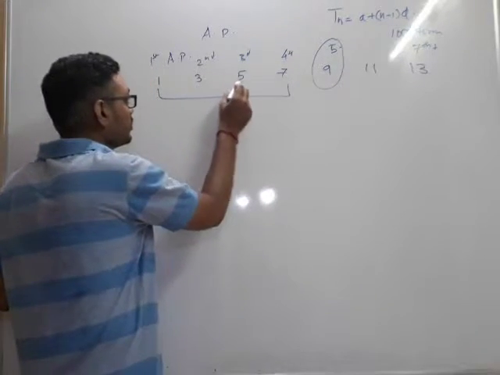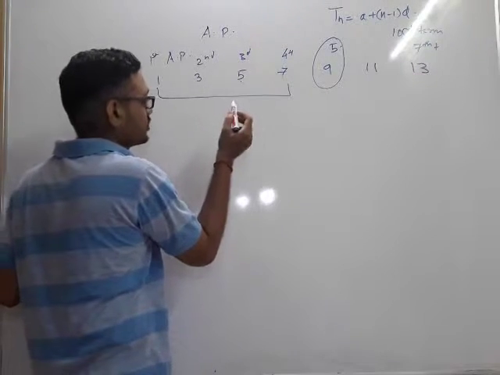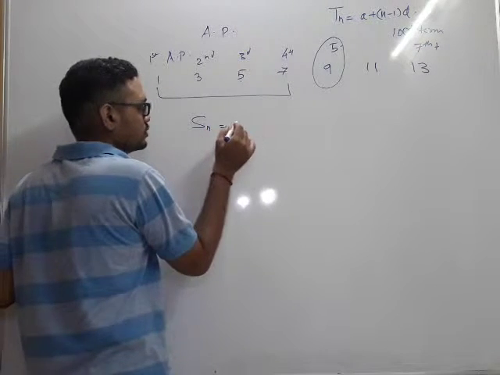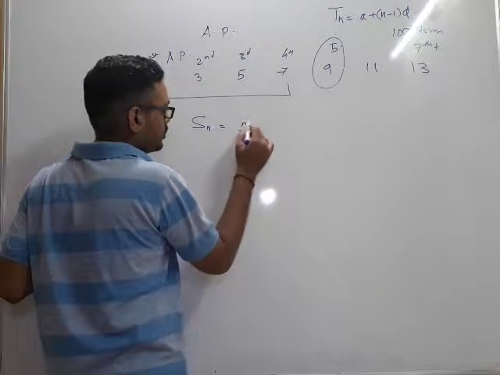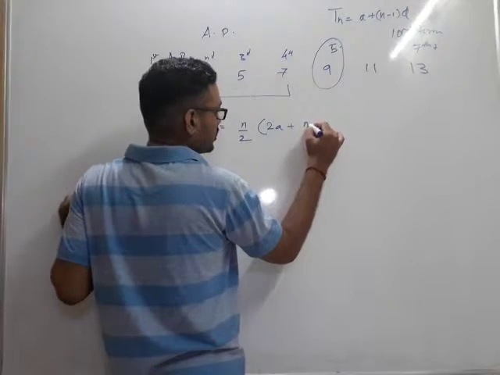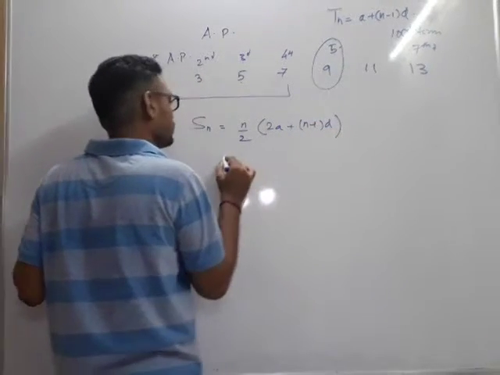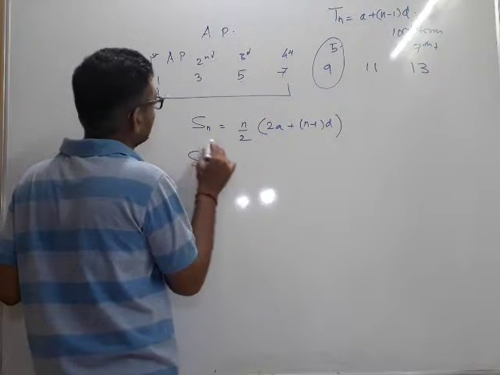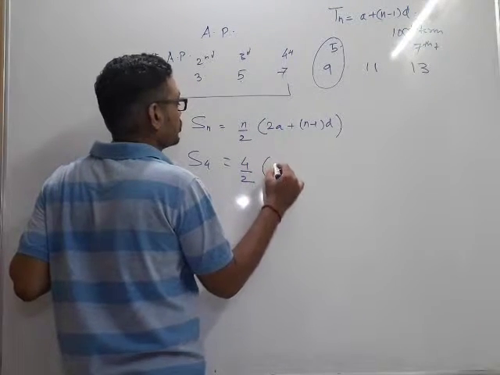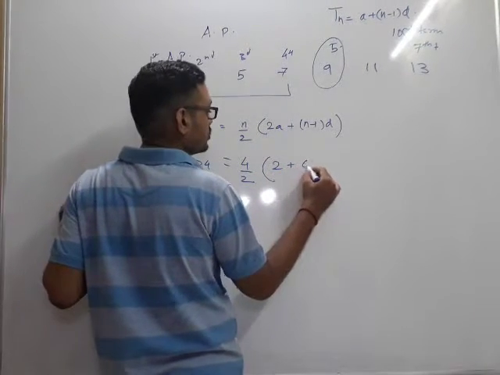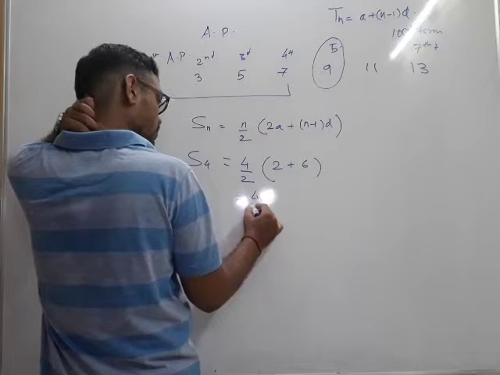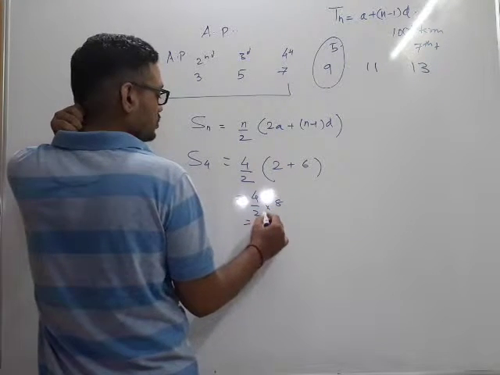7, 10, 5, 6, which is 16. So there is a formula for the sum also, for the first n terms: n by 2 into 2a plus n minus 1 into d. Sum of first 4 terms: 4 by 2, 1, 2, 3, 4, right? 2 into a is 2, plus 3 into 2 is 6, 6 plus 2 is 8, which is 4 by 2 into 8, which is 16.